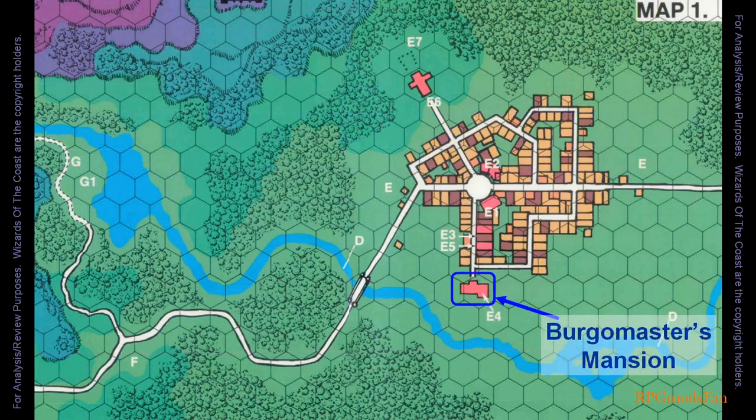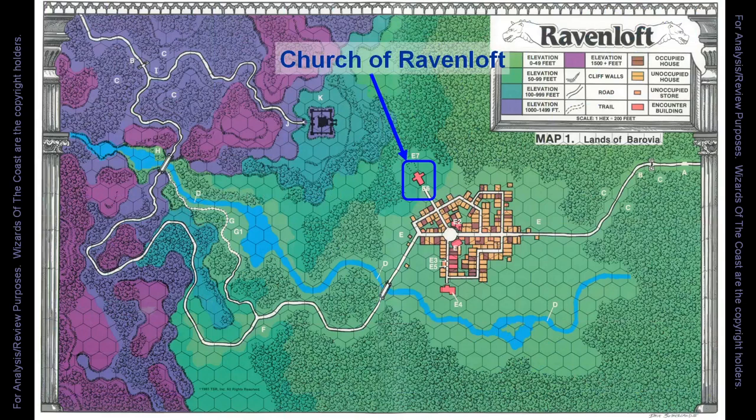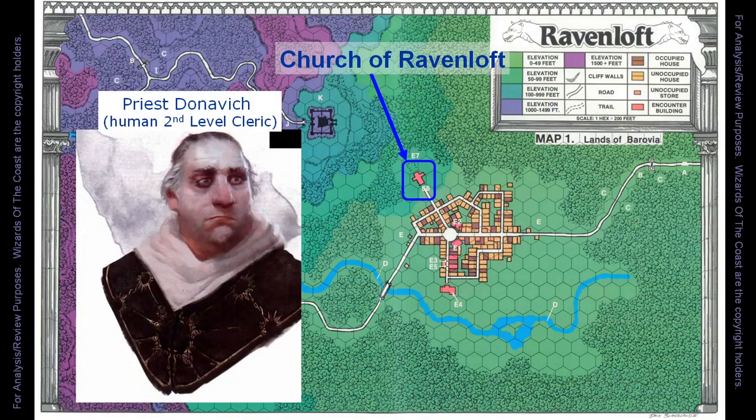On the south side is the Burgomaster's mansion, where Irina Kolyana can be encountered. Barovia's church and cemetery lie on the north side. Priest Donovich is in charge of the church. He is a second-level clerk, which I find too low. At the same time, he cannot be made too high of a level, otherwise he would pose a threat to Strahd.